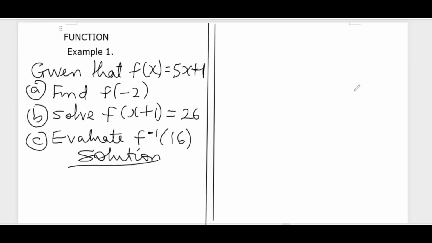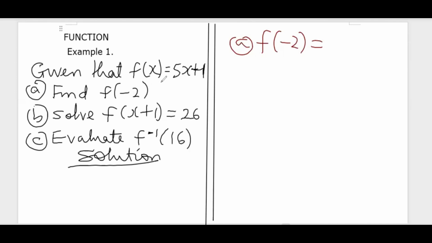We are given this problem of function to solve. Given that f of x equals 5x plus 1, we have to find f of minus 2. If you compare the two, f of x and f of minus 2, we can see that it is this minus 2 that will replace x in this bracket. So to get f of negative 2, that means wherever you see x in this function, you replace it with minus 2.